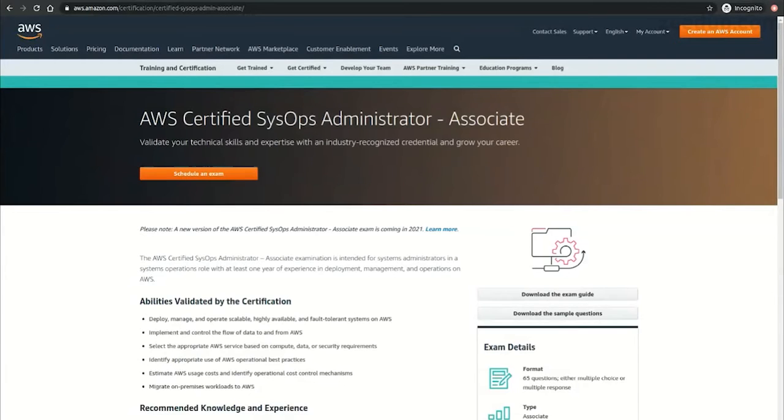The SysOps administrator's primary responsibilities are to configure AWS cloud management, and to configure, monitor carefully, and manage its services.